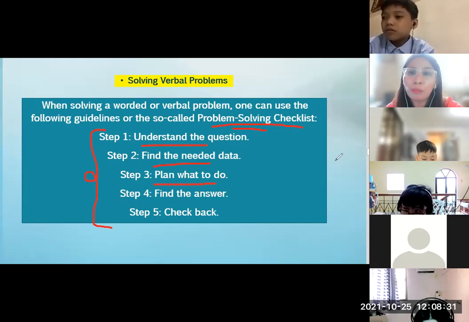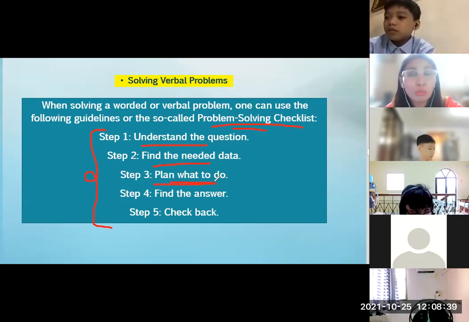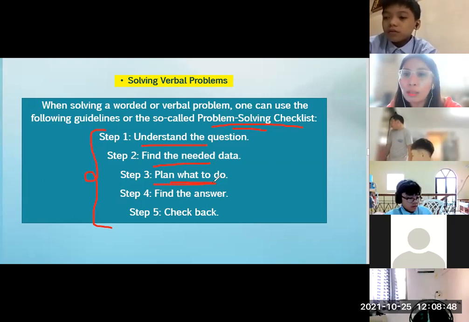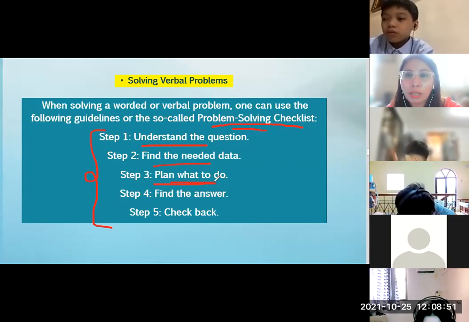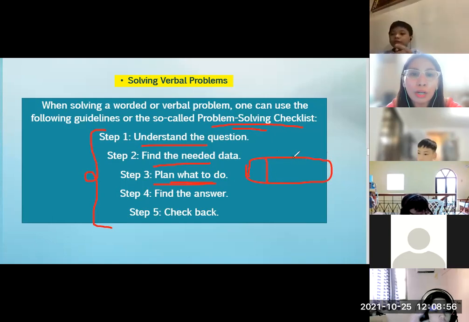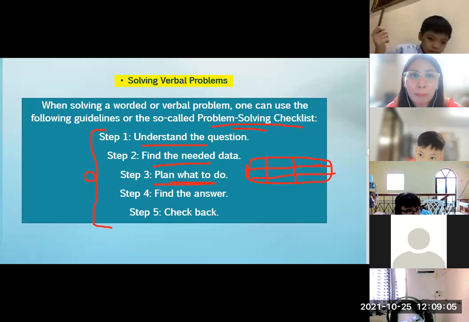Step number 3, plan what to do. So you have to choose now a strategy or a series of operations. Are you going to add? Are you going to subtract, multiply, or divide? Okay, or are you going to provide a table or a chart for you to solve the problem? Okay. Simplify the things you need to simplify.